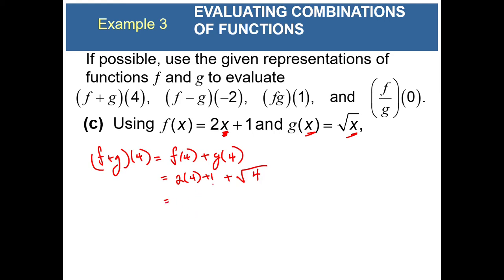Two times 4 plus 1 yields 9. And the square root of 4 is 2. And we get the same value as we did earlier. This produces an 11.